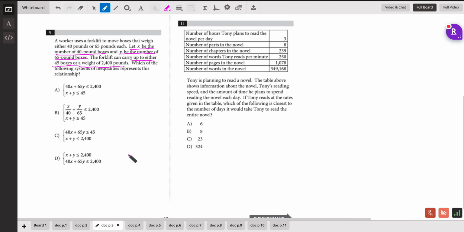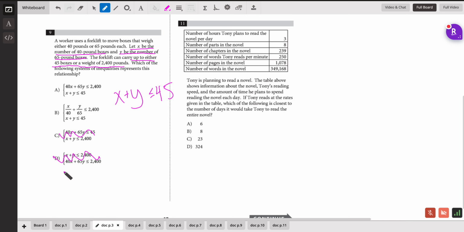So let's just start with the number of boxes. I know that the number of boxes has to be less than or equal to 45. Okay, 45 boxes. So I'm going to add X, the number of 40-pound boxes, and Y to make our first inequality. If I take a look at all of the choices here, there's only 2, A and B, that have this inequality in them. So even if you needed to guess, you can eliminate C and D.